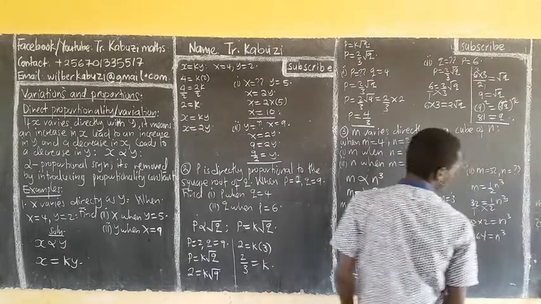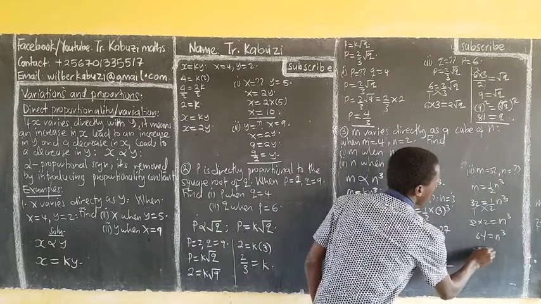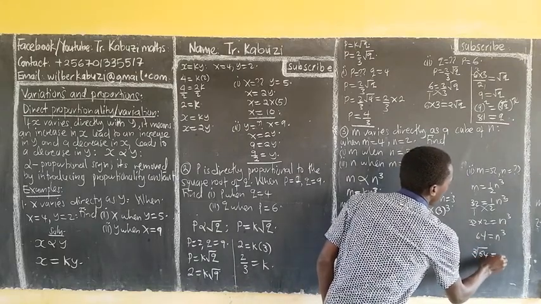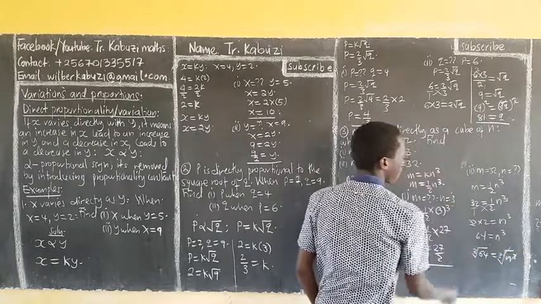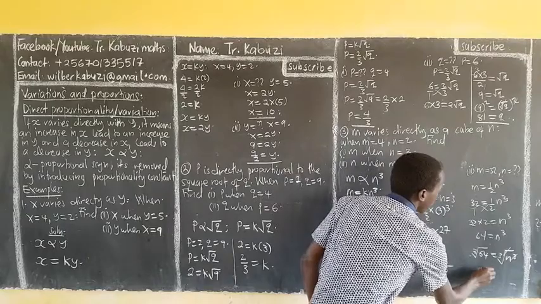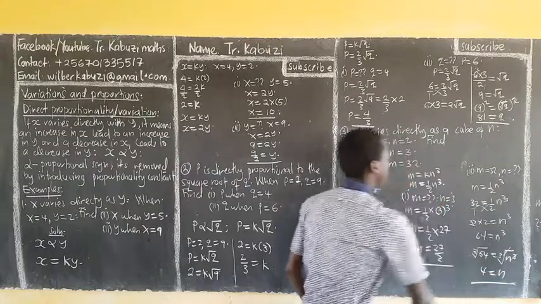Now what am I going to do? I'm going to take the cube root of both sides. 64, the cube root of n cubed. You see that this cancels out. So the cube root of 64 is 4. And my n is 4.